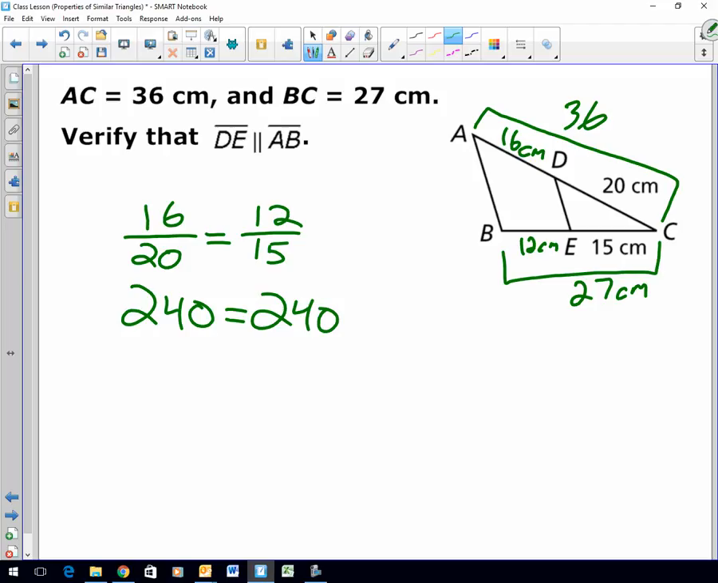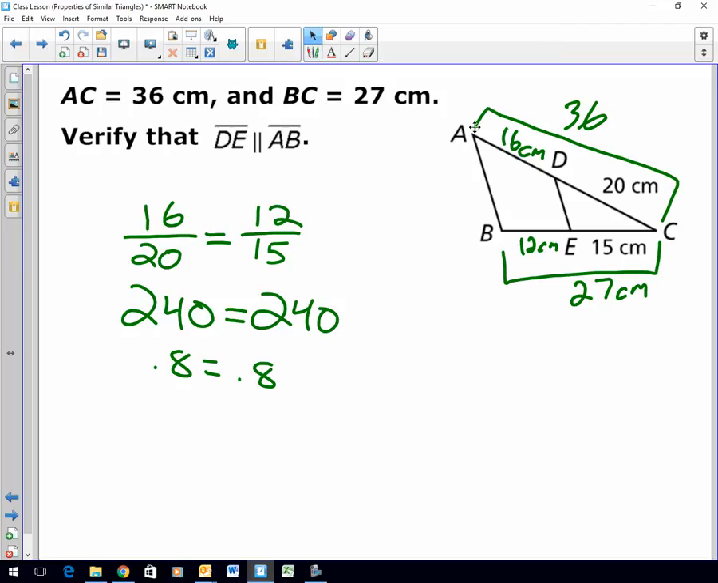Alright? You with me? It's easier, I think, to do it another way, which is to divide the fractions, right? 16 over 20, 0.8, should be equal to 12 over 15. Is it? Yes, it is.